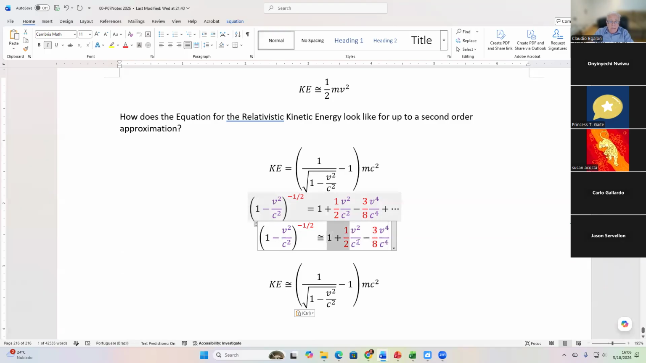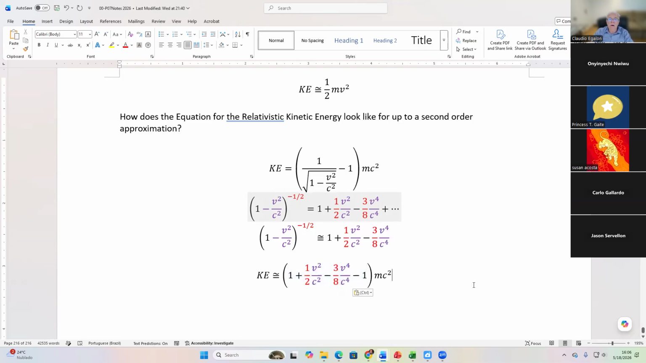All that stuff. We already know that one is going to disappear, right? Because of the previous result, 1 minus 1 disappears. Here's my first order approximation. Here's going to be my second order approximation. Oh, yeah, I can put v squared over c squared in evidence, right? Yeah, I can put the half as well in evidence.